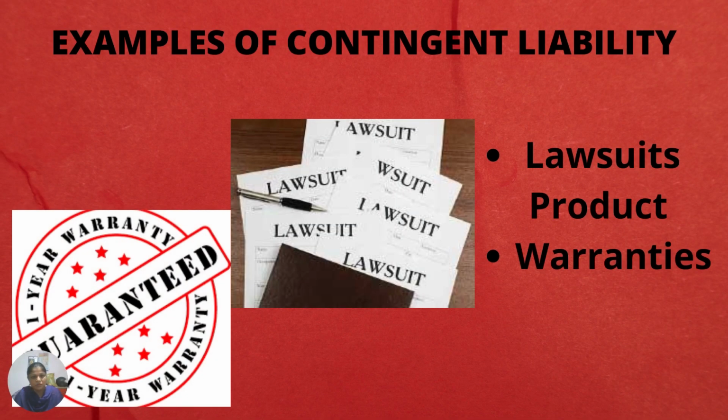See examples of contingent liability. First one, lawsuit. Second one, product warranties. We take guarantees and warranties from companies related to our electronic gadgets, clothes, and lots of things. Then lawsuits. It is known as a contingent liability, and it is an example of a contingent liability.